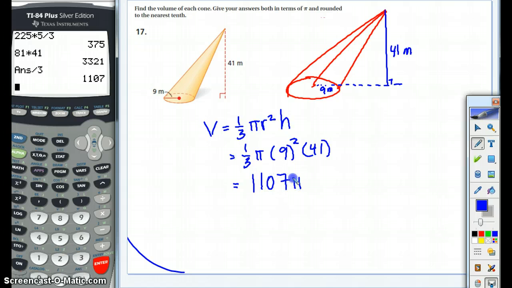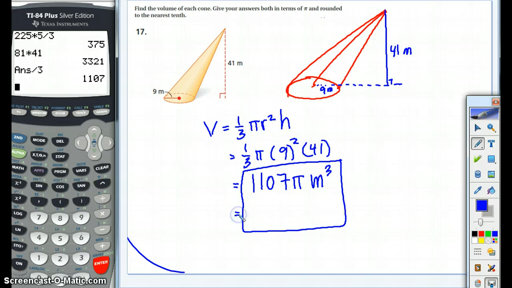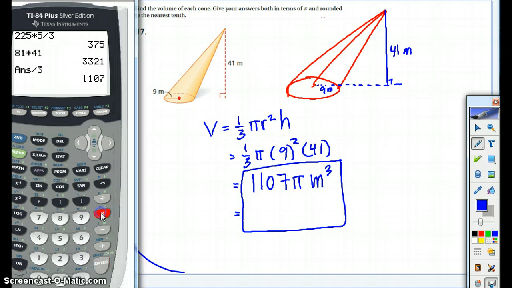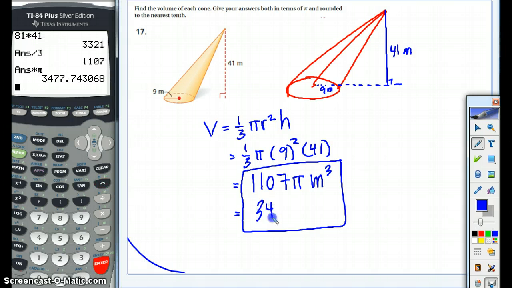1,107 pi. And now my units. And this was volume, so it's cubed. I'm going to go ahead and anticipate what the next answer is by multiplying that answer times pi. So we get 3,477.7, nearest tenth, right? Yes, meters cubed. So that's how we do the 2 problems from last night's homework that seem to cause people trouble. Thanks so much.